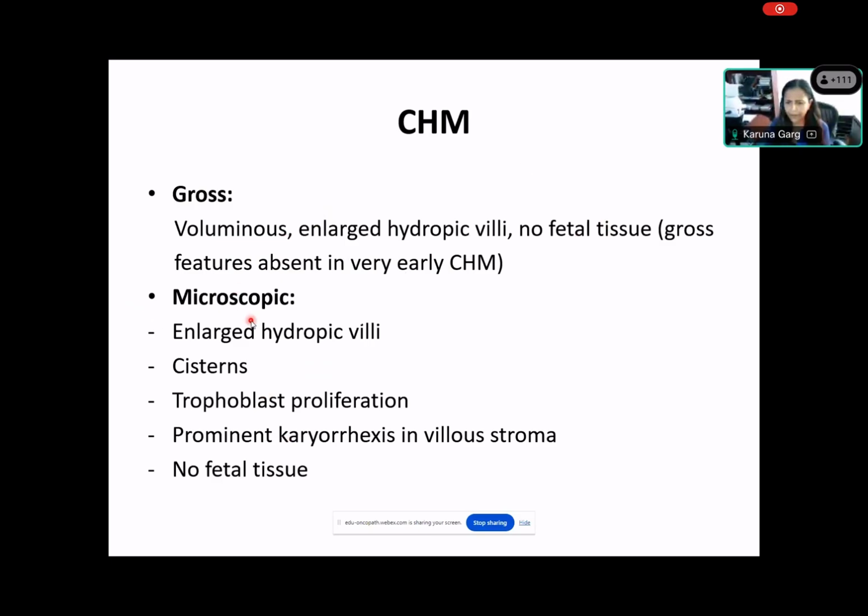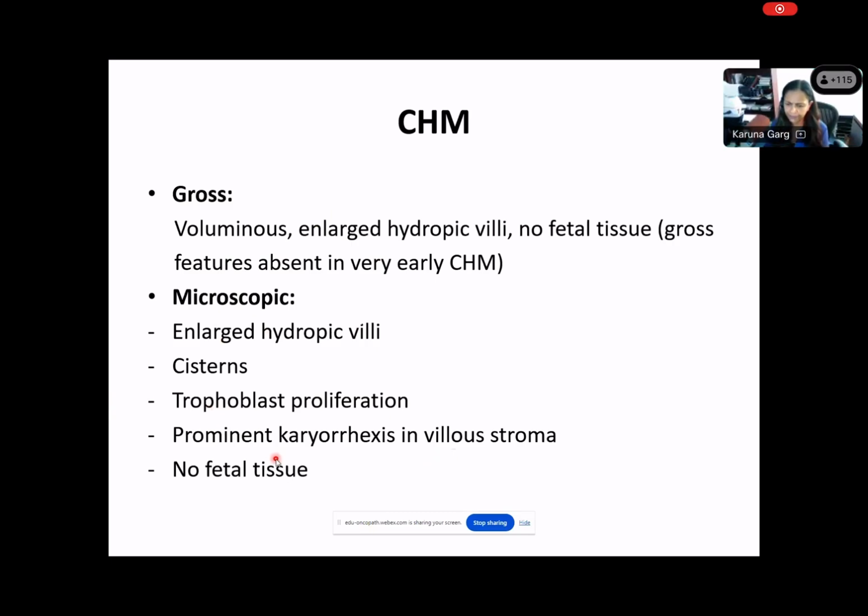In terms of microscopic appearance, if you see a complete mole, most descriptions that you'll see in a textbook are of later gestation. So you'll see enlarged hydropic villi, you'll see cisterns, there'll be prominent circumferential trophoblast proliferation. Very characteristic feature is this karyorrhectic debris that you'll see in the villus mesenchyme.